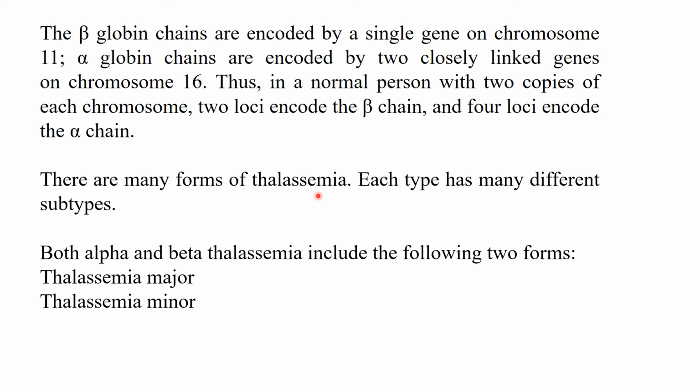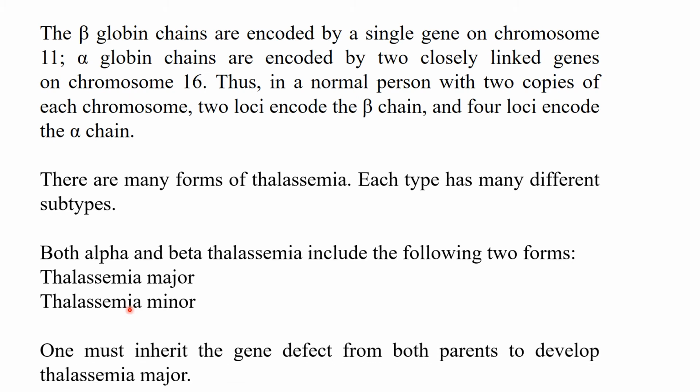There are many forms of thalassemia. Each type has many different subtypes. Both alpha and beta thalassemia include the following 2 forms: thalassemia major and thalassemia minor. Alpha thalassemia can also be major or minor, and beta thalassemia can also be major or minor. One must inherit the gene defects from both parents to develop thalassemia major. For thalassemia major, it is necessary to receive the defective gene from both parents.